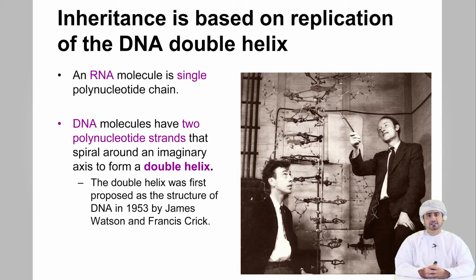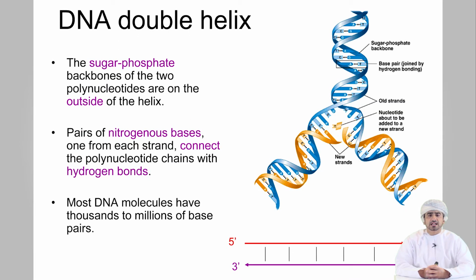Now, the inheritance of this DNA from parents to offspring depends upon the replication of the DNA double helix. The DNA double helix was first discovered in 1953 by 2 scientists called Watson and Crick. And unlike the RNA molecule, which is a single polynucleotide chain, the DNA double helix is 2 complementary strands. So what is the DNA double helix then?